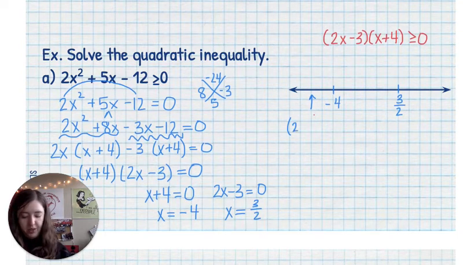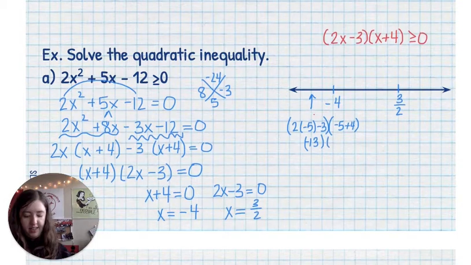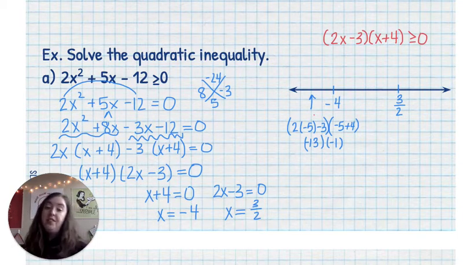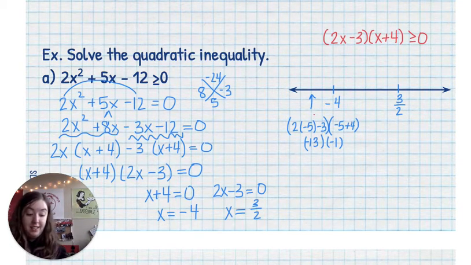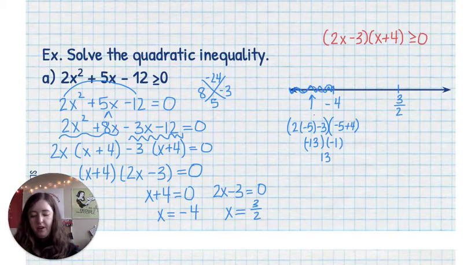So we'll take 2 times -5 minus 3. That's -13, by the way. Times -5 plus 4. And that's -1. -13 times -1 is positive 13. Is positive 13 greater than or equal to 0? Absolutely. So that is going to be part of my solution.